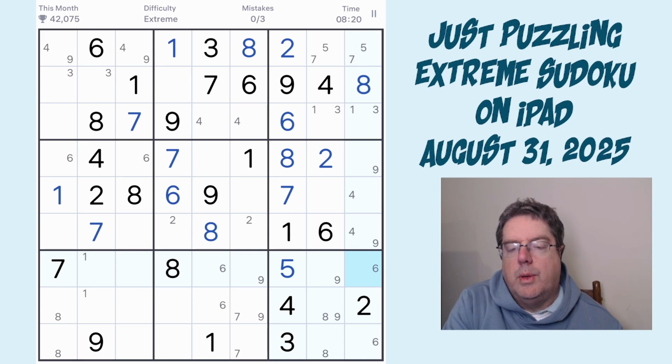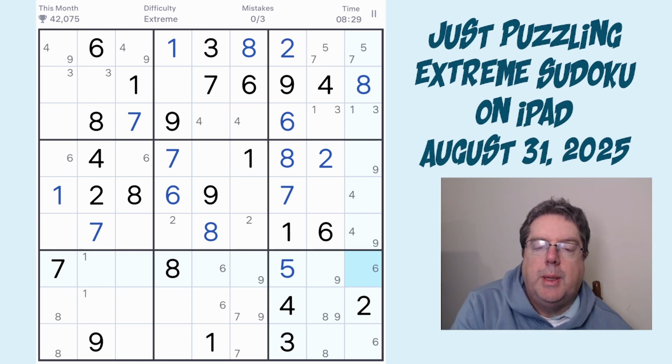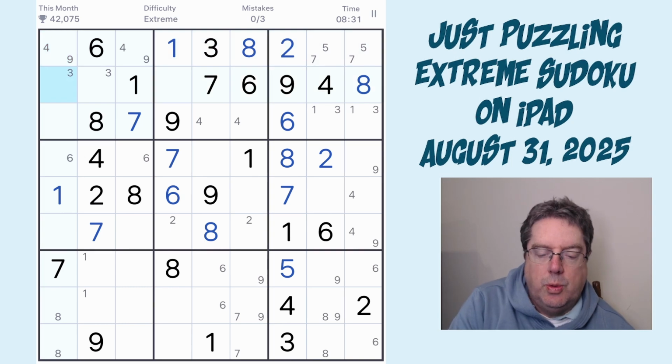1, 3. 3, 4. 1, 2. So 2 comes up here, 2 comes across here, so 2 is one of these two. 2 comes down here, 2 comes down here, 2 comes across here, so 2 is one of these two here.